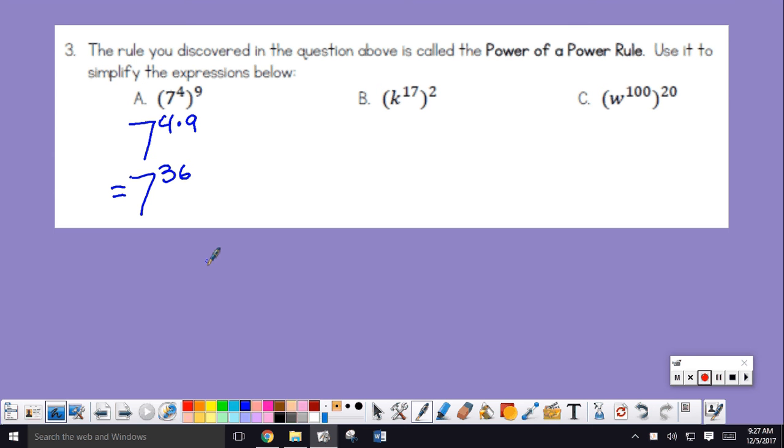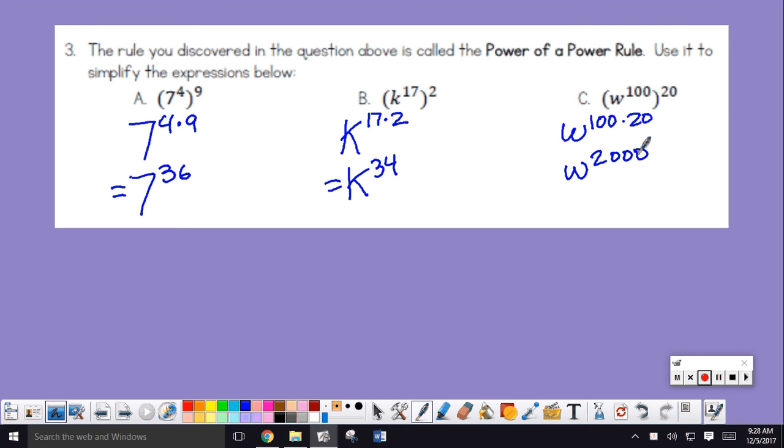Same thing with letter B. K to the 17th times 2 is going to be k to the 34th power. And I certainly don't want you to write out w to the 100th 20 times, but that's going to be w to the 100th times 20, which is w to the 2000th power. That's all there is to power of a power.